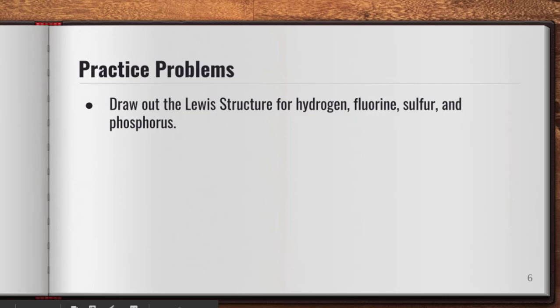The question is asking, draw out the Lewis structure for hydrogen, fluorine, sulfur, and phosphorus. So we need to do 4 different problems here. Let's draw out hydrogen. So the first thing we do is draw the symbol, which is H. Hydrogen has 1 valence electron, so I'm going to add a single dot to the top. Whew, hard stuff, I'm telling you. Alright, next one is fluorine, so we're going to draw fluorine. Now fluorine has 7 valence electrons, so 1, 2, 3, 4, 5, 6, 7. Again, I know, tough stuff here.